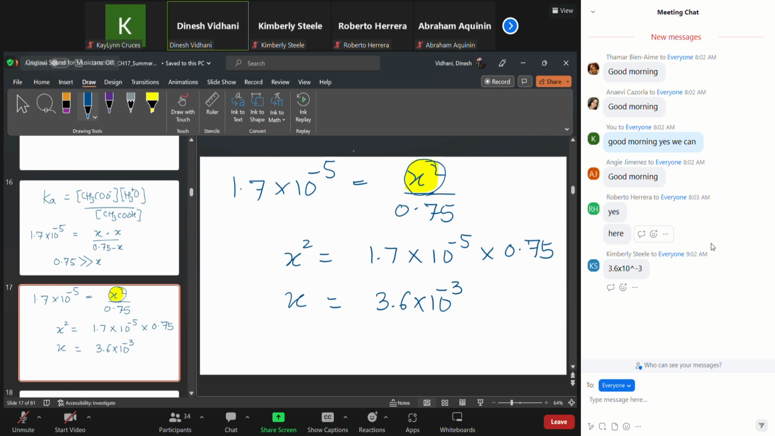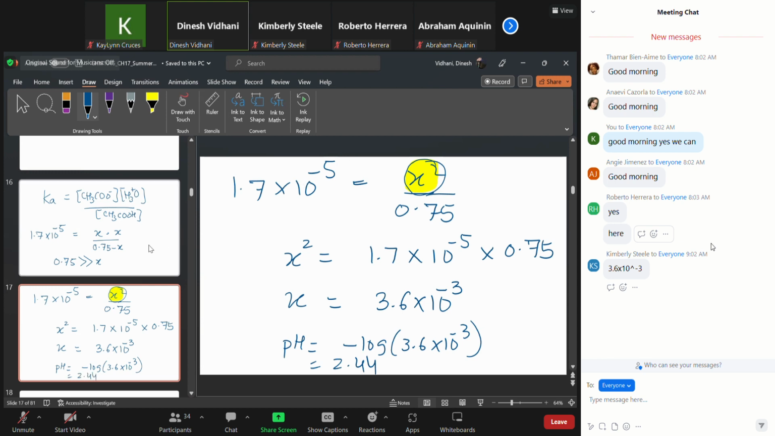Well, this one is the hydronium ion concentration. So plug in this value in the pH equation. Can you tell me the pH now? And you'll be surprised. You'll be really surprised by that. 2.44. That looks correct to me, Roberto.